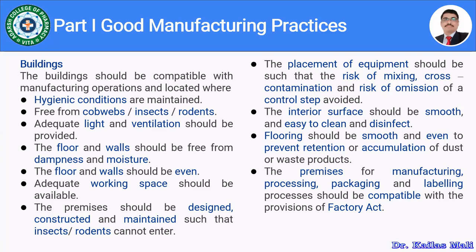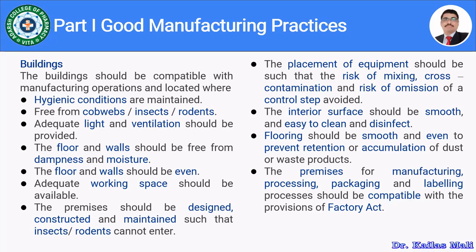In the manufacturing unit, the equipment is to be placed in such a way that the risk of mixing, cross-contamination, and omission is avoided. The interior surface should be smooth and easy to clean and disinfect. Then the flooring of the manufacturing unit should be smooth and even to prevent the retention or accumulation of dust and waste product. So deposition of dust, its retention, or accumulation of waste is prevented.